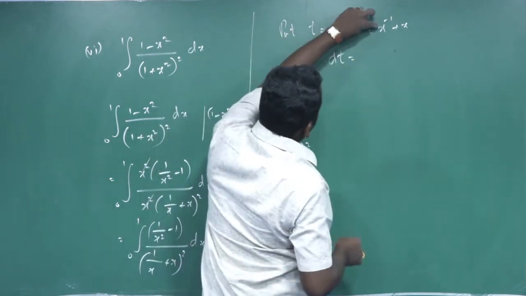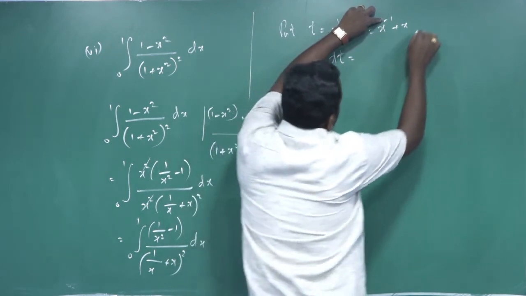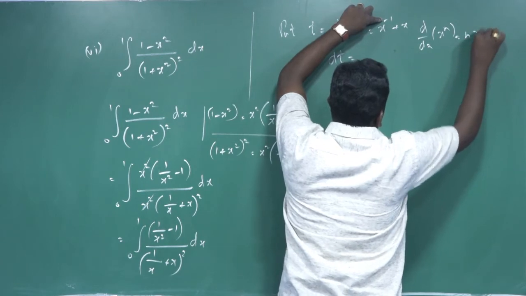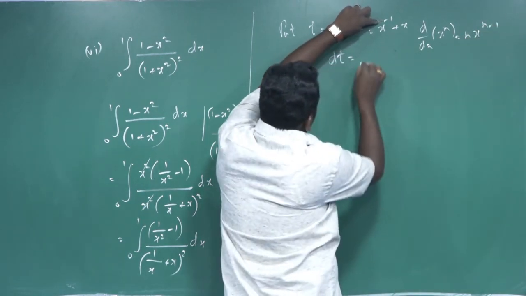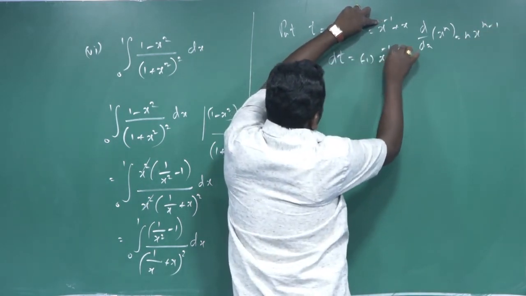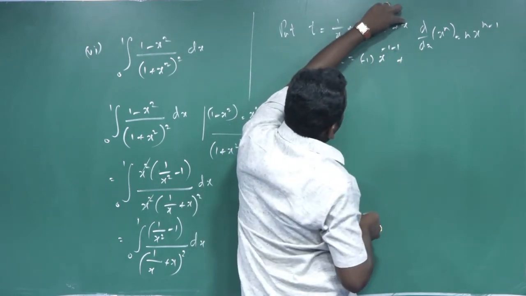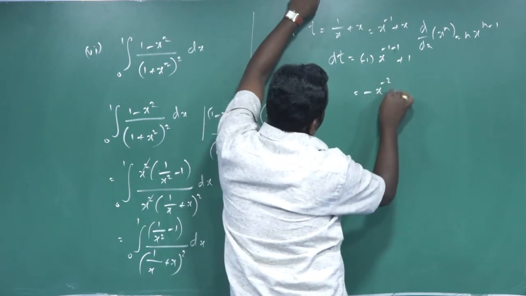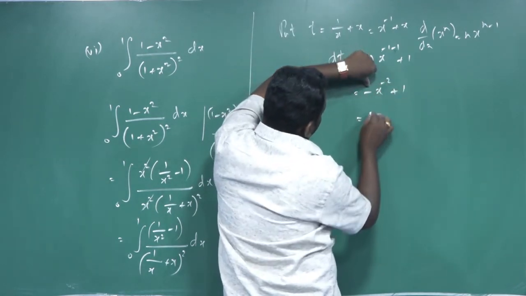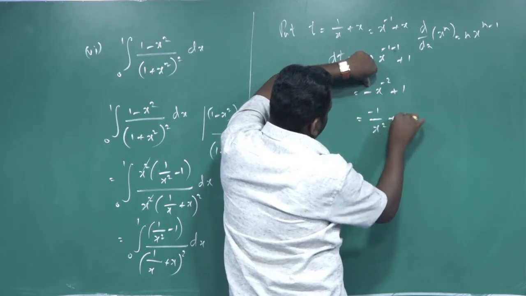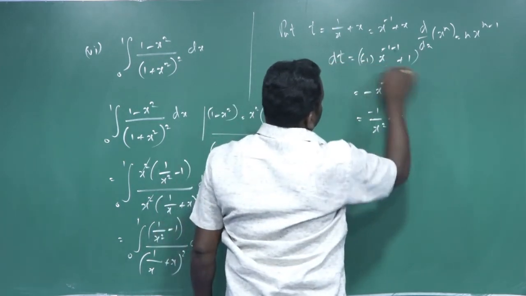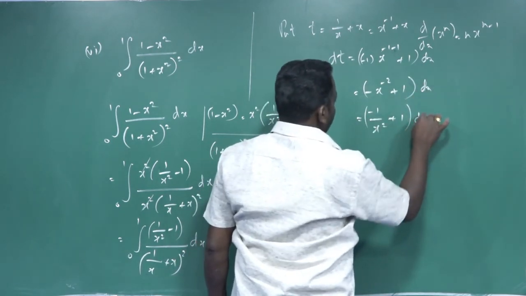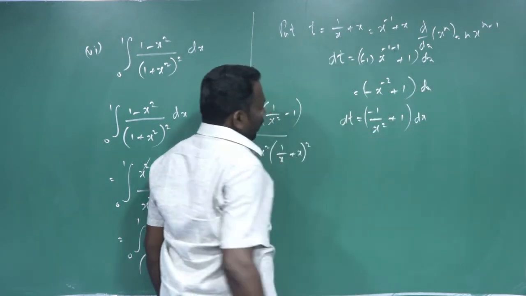That is equal to, using the power rule, d by dx of x power n is n into x power n minus 1. Therefore, minus 1 into x power minus 1 plus differentiation of x, that is equal to 1. That is equal to minus x power minus 2 plus 1, that is equal to minus 1 by x square plus 1, into dx, that is equal to dt.